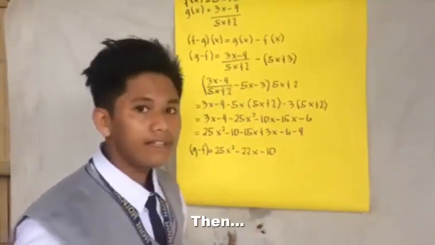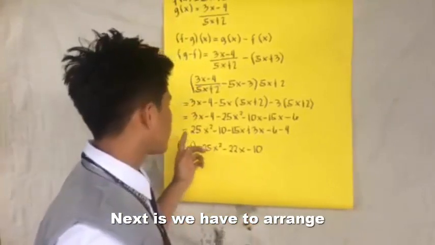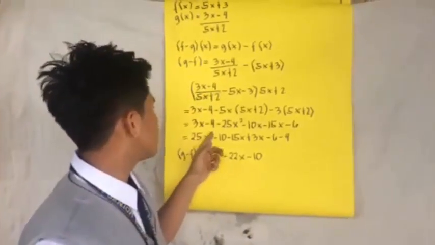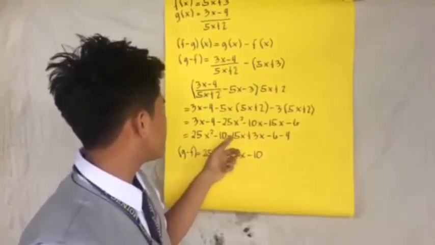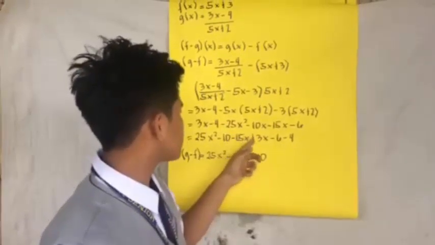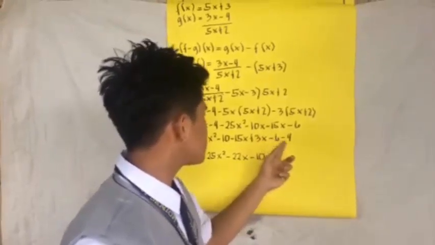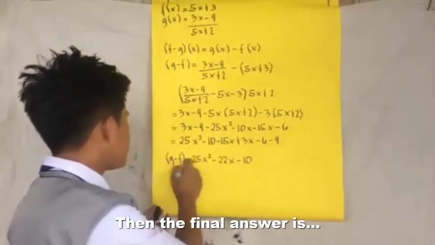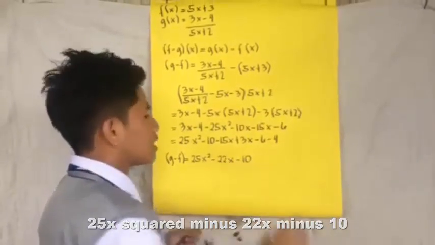Okay, then next we have to arrange: negative 25x squared minus 10x minus 15x plus 3x minus 6 minus 4. Then the final answer is negative 25x squared minus 22x minus 10.